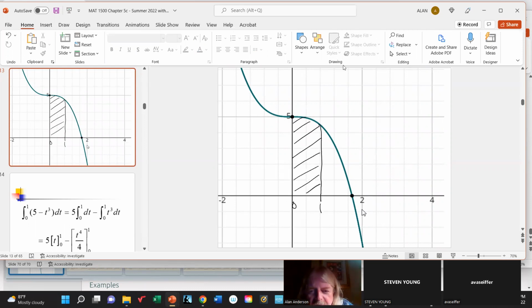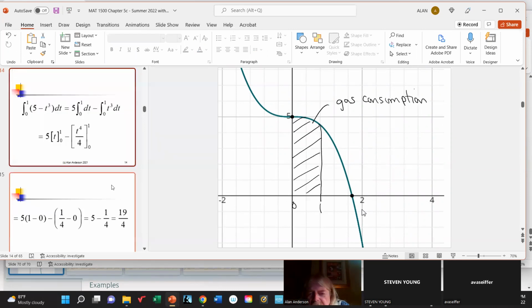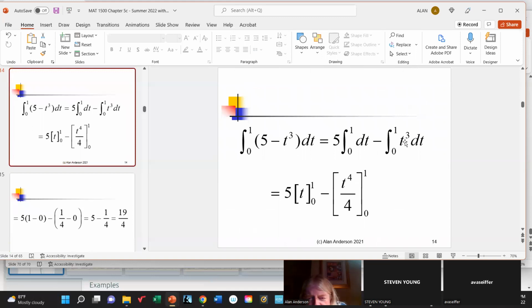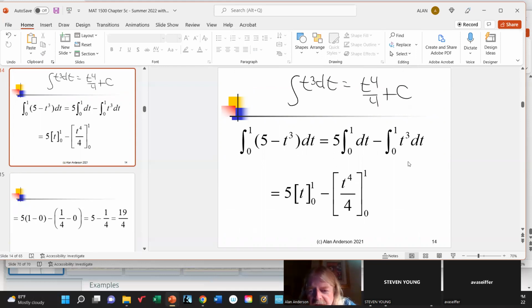So this is showing us the gas consumption. And so this one is a very straightforward integral. We break it up into two pieces. We have 5 dt here, we have minus t cubed. And of course, using the power rule, we end up with t to the 4th over 4 with the indefinite integral, t to the 4th over 4 plus C. But here we're evaluating it from 0 to 1.